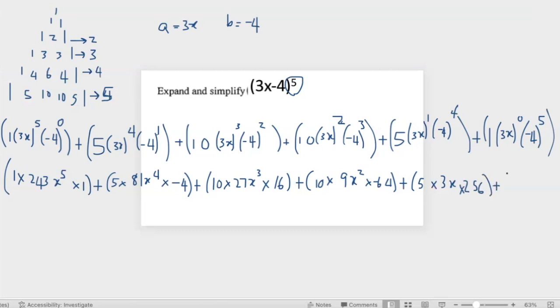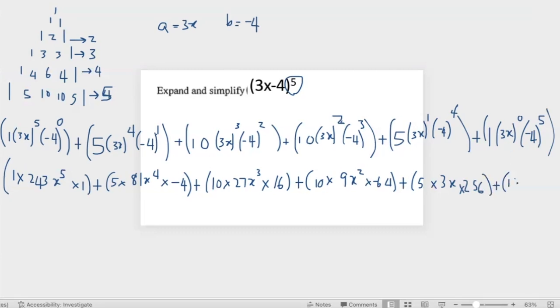And then we know that anything raised to the power 0 is 1, so times 1. And negative 4 to the 5, so once again, it's going to remain negative. So negative 4 to the 5 is 1024.